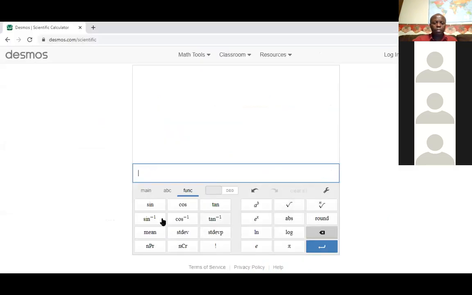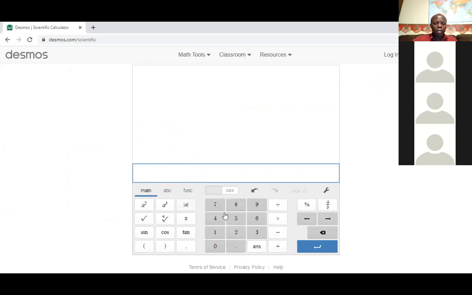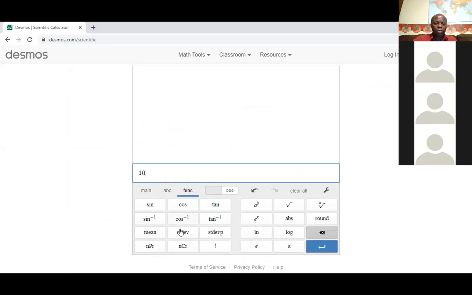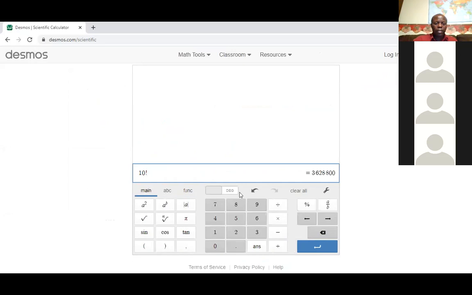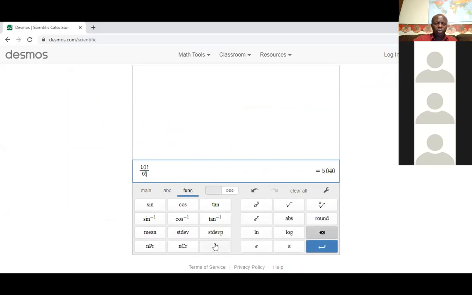So 10 factorial, okay, divided by 6 factorial, and that will give you the answer right away. Oh, okay. It's the same thing. Or you can just use the permutation formula.